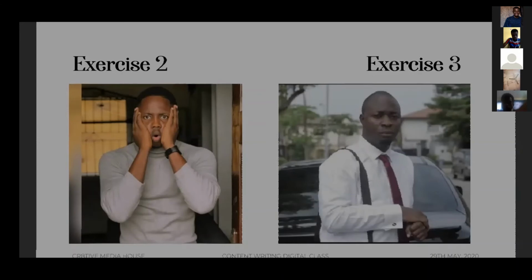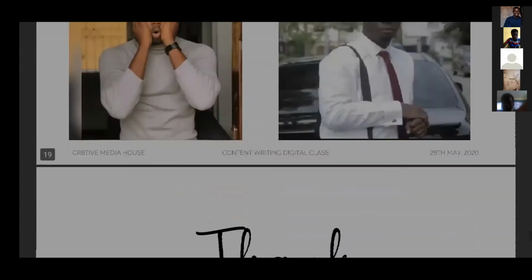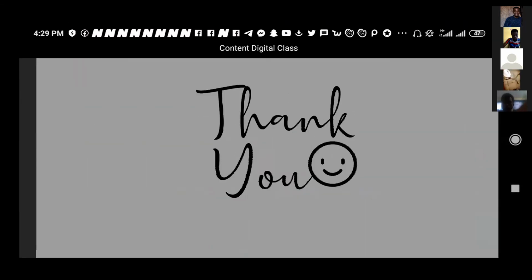Then talked about the content creation team, skills for content writers, tips for aspiring content creators, which are those pictures, the codes that I placed, and then I gave us some exercise to play around with, and that will be all.